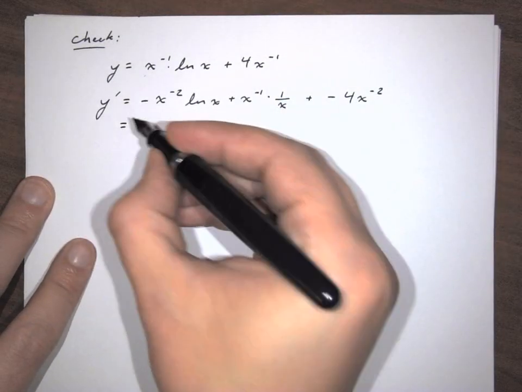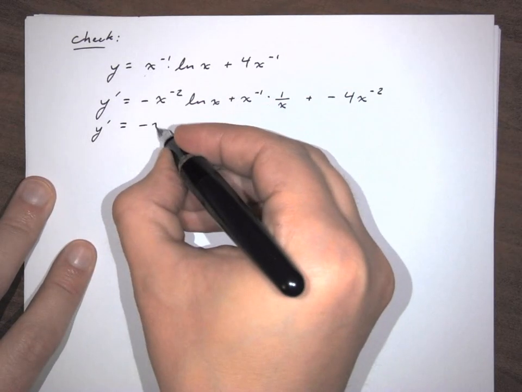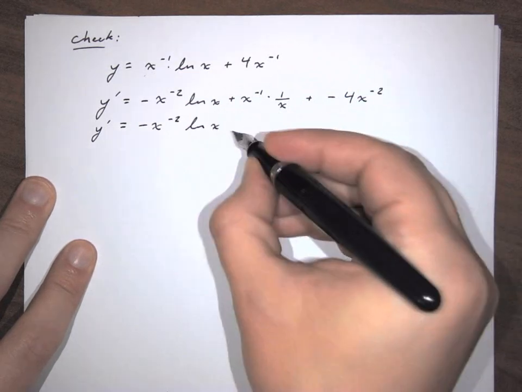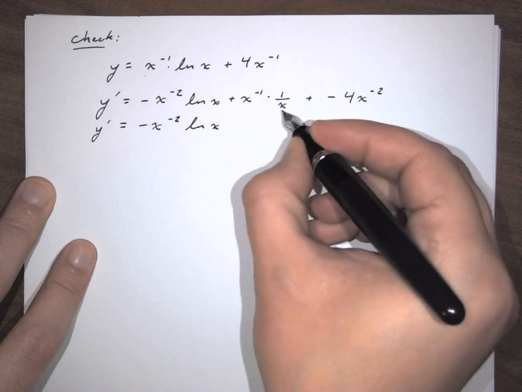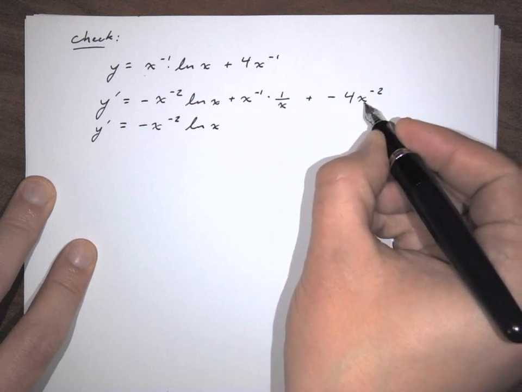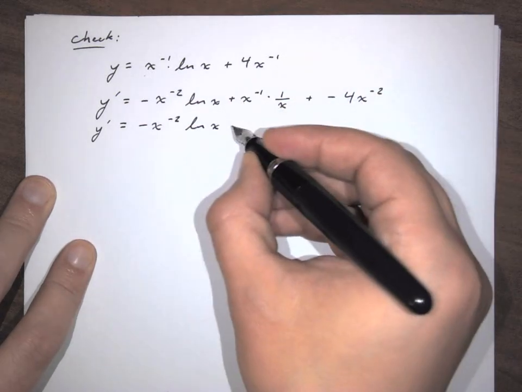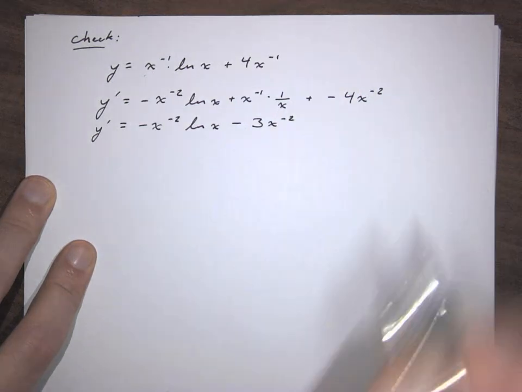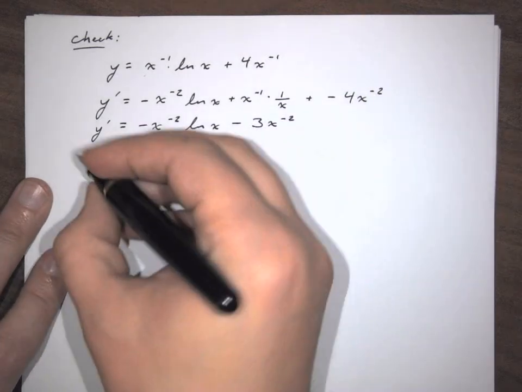Alright, clean this up a little bit, and we're going to have negative x to the negative 2 ln x. And then if we look at this part, that's going to actually make an x to the negative 2 as well. And here we have minus an x to the negative 2. So we have an x to the negative 2 minus 4x to the negative 2. So it's going to make minus 3x to the negative 2. So there's where things stand as of right now.